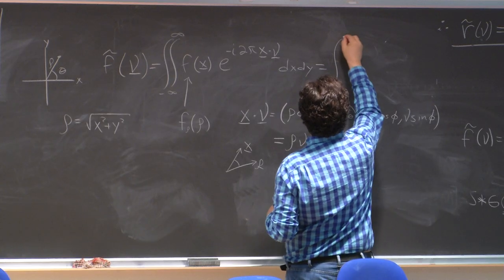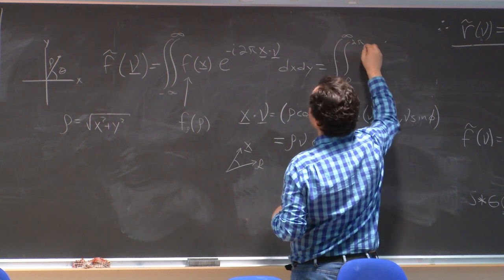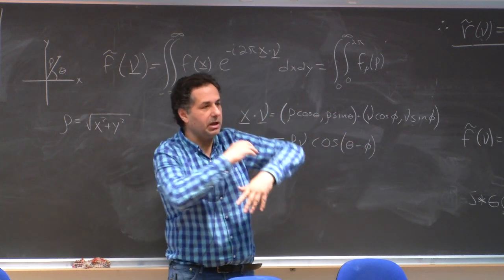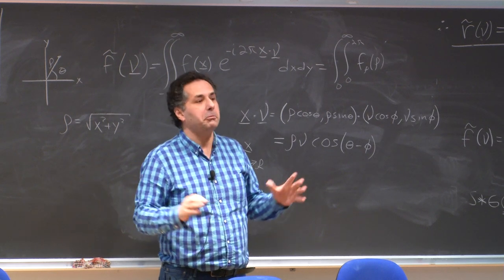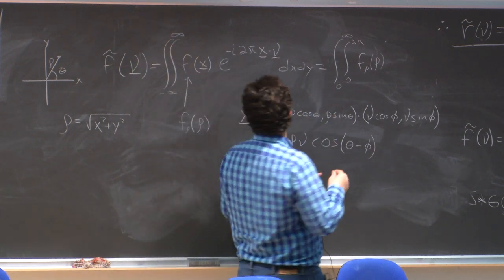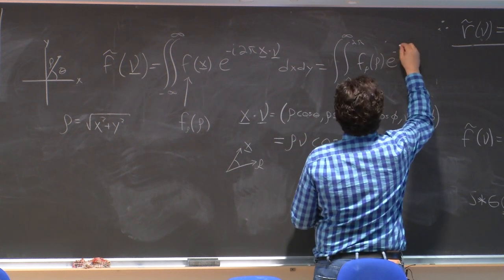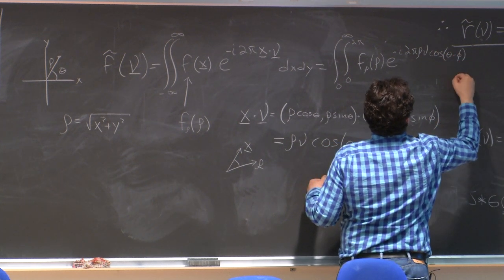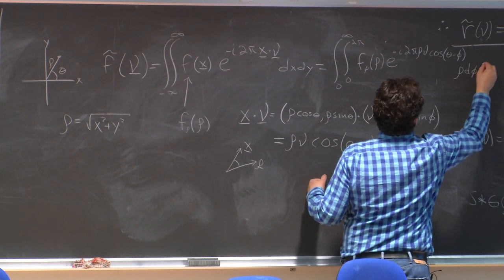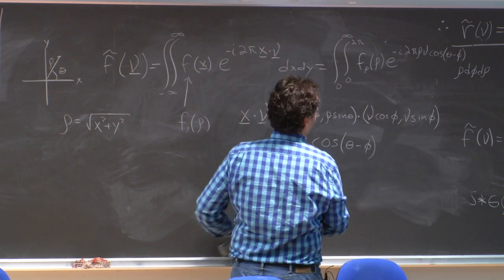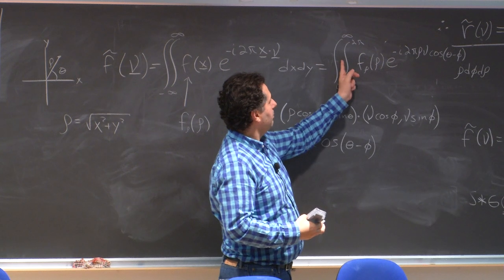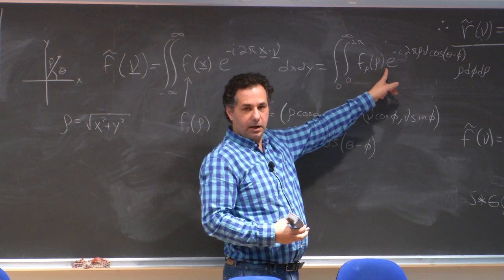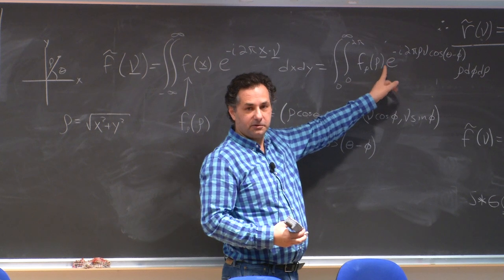Now this is an integral from 0 to infinity, an integral from 0 to 2 pi, f of rho, if our function happens to have rotational symmetry, is independent of phi. If it is not independent of phi, we're in trouble. But if it is independent of phi, then we can do this. And then we have e to the minus I 2 pi rho nu cosine theta minus phi rho d phi d rho. And I can bring this integral in phi here, and I can do that in closed form. It gives me something called a Bessel function.